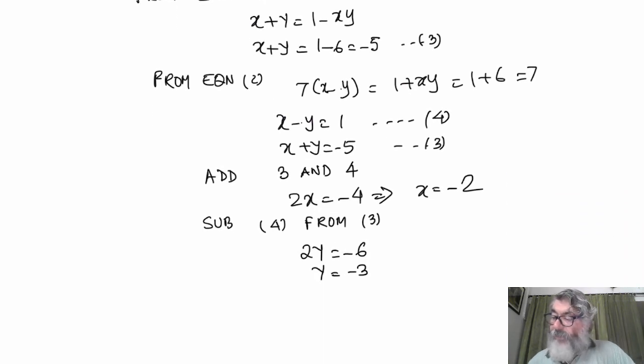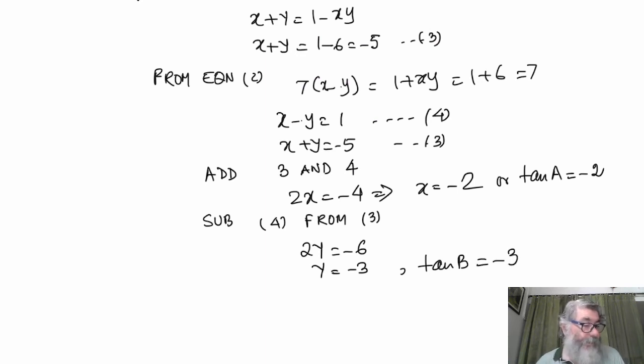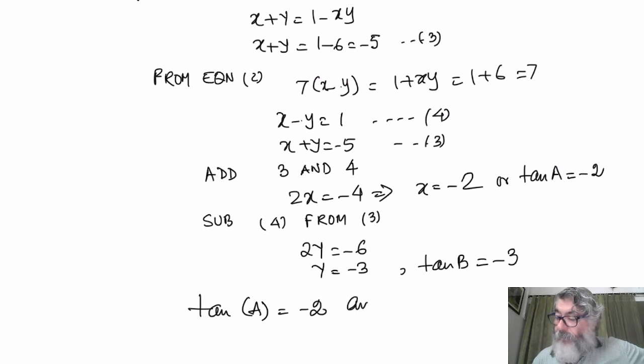So x is minus 2 means x was what? 10a is equal to minus 2, and 10b is equal to minus 3. So one possibility is that 10a is equal to minus 2 and 10b is equal to minus 3. This is one possibility.